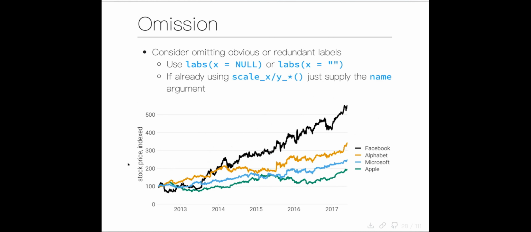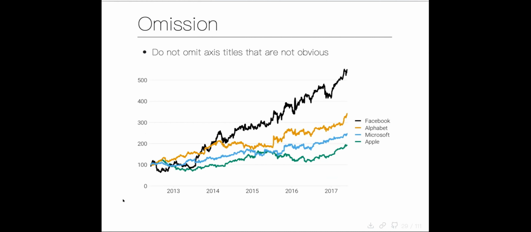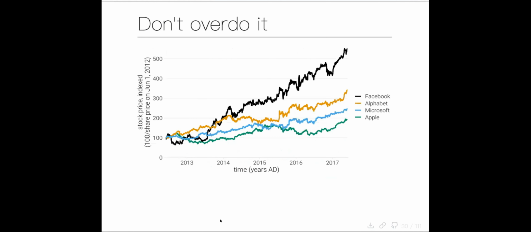Back here we have "stock price, indexed." That makes sense. Here it doesn't make sense. So I think it makes tons of sense to omit the x-axis title in this case, not the y-axis.